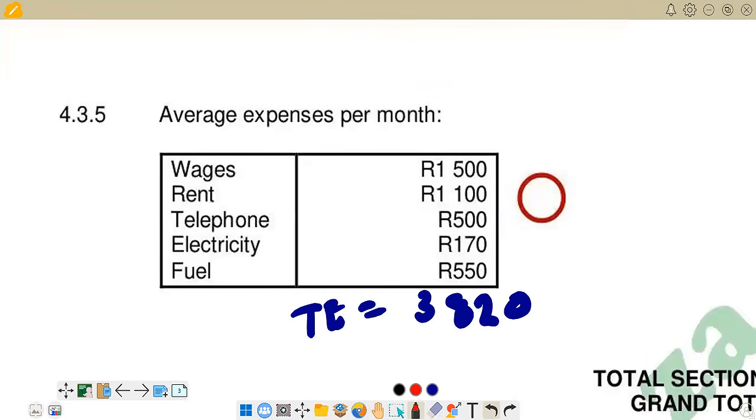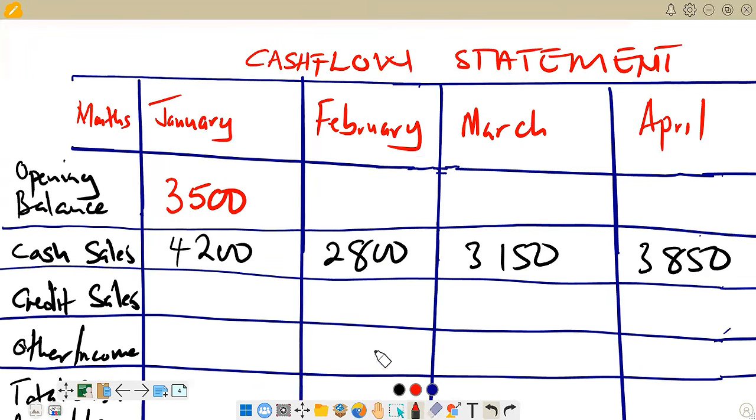Go to the other section and put those figures. So we are here now on credit sales. Remember, we are saying in January we are receiving nothing because there are no other sales that you are told about for December. We are supposed to have the sales for December to have something for credit sales being received in January.